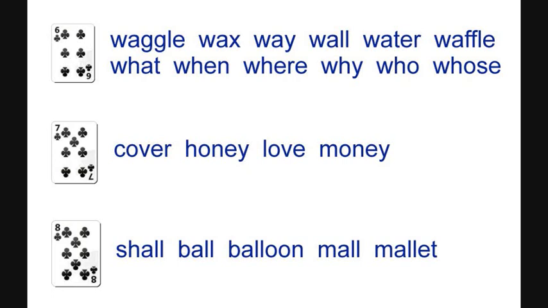The letter O in some words sounds like uh. Look at the seven of clubs. The words are cover, honey, love, money. Look at the eight of clubs for more troublemakers. These are words in which the letters A followed by double L can have two different sounds.